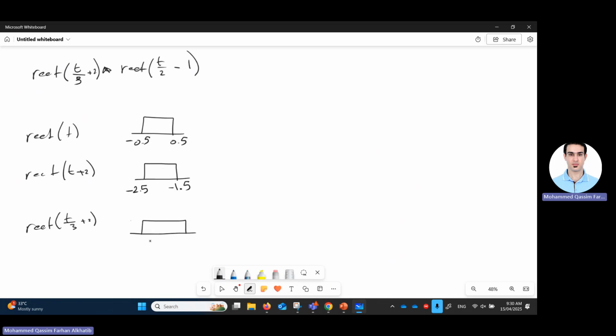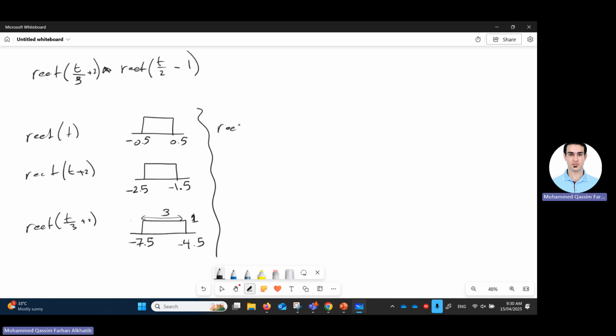So the rectangle here goes from -7.5 to -4.5. Amplitude is 1. What about the width? What is the width for this rectangle? -7.5 to -4.5 is 3. So that's the first rectangle.